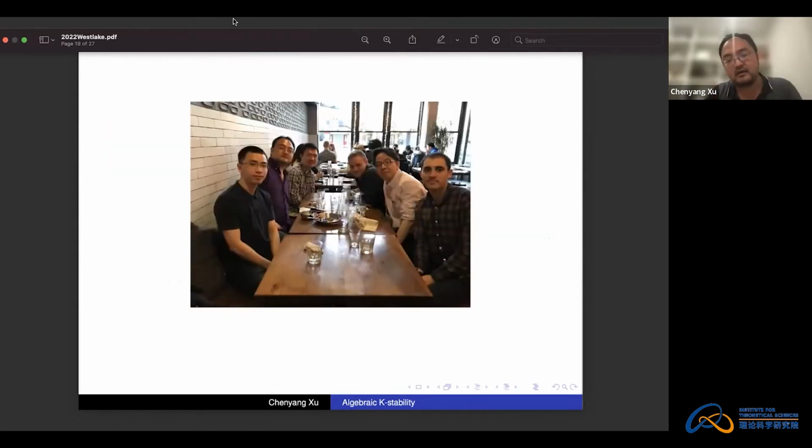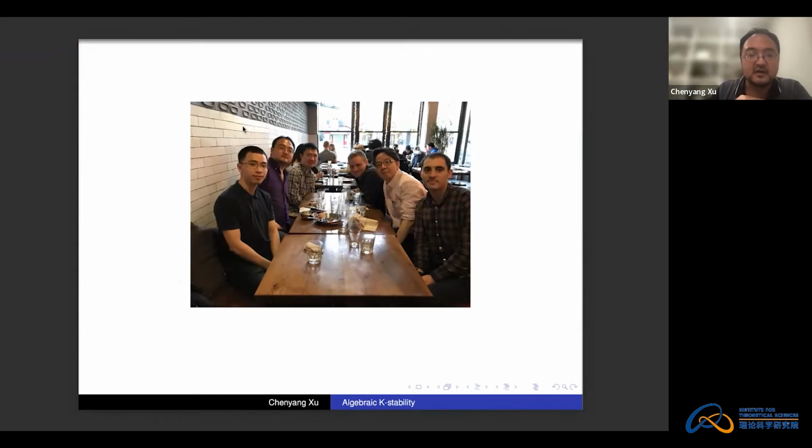So here is a picture of some of the people who contributed to this construction of K-moduli. I think some of them may even be in this talk. From left to right, that was Ziquan Zhuang, myself, Yuchen Liu, Charlie Stibitz, Xiaowei Wang, and Harold Blum.